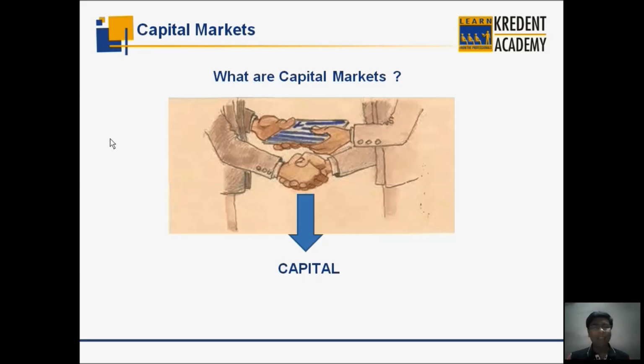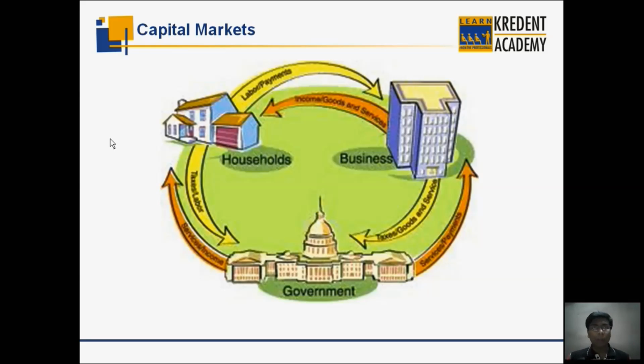Well, why do we have something like a capital market? Well, because at the core of any economy is capital, right? What I mean by this? Well, any business which is producing goods or a service will not be able to produce its goods or service without capital. It will not be able to pay its employees, it will not be able to pay its rent. So capital is very important for businesses.